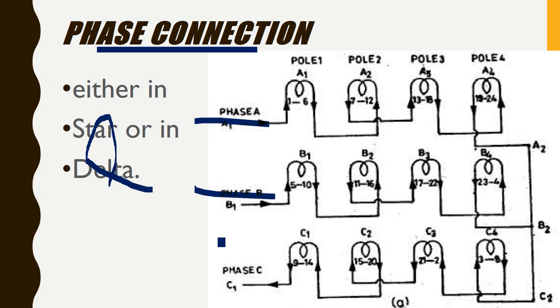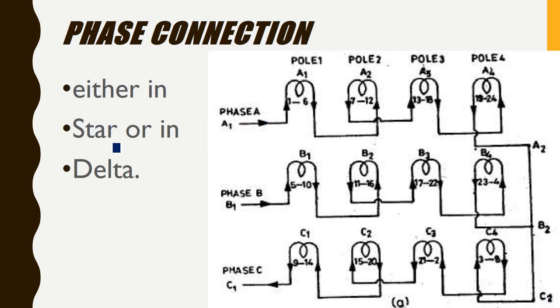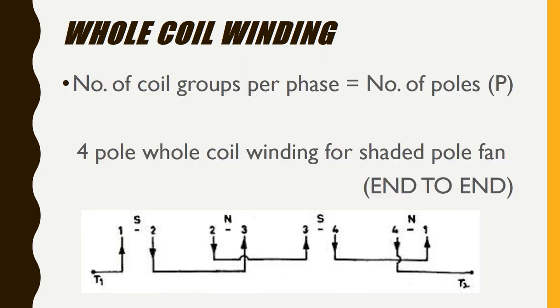3 phases are coming like this and you are seeing the 3 things are shorted here. So you can say what type of connection it is. Obviously it will be star. So the motor is connected star in the windings. So this phase connection is star type.